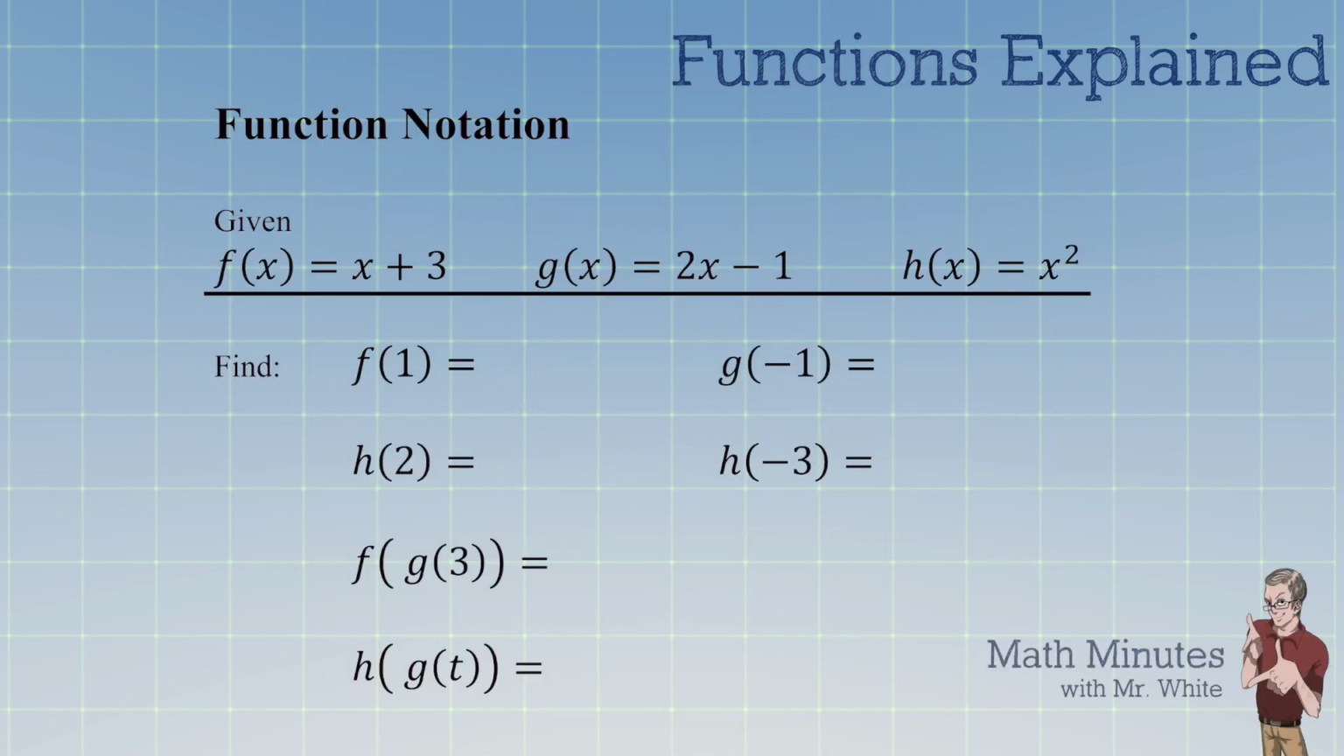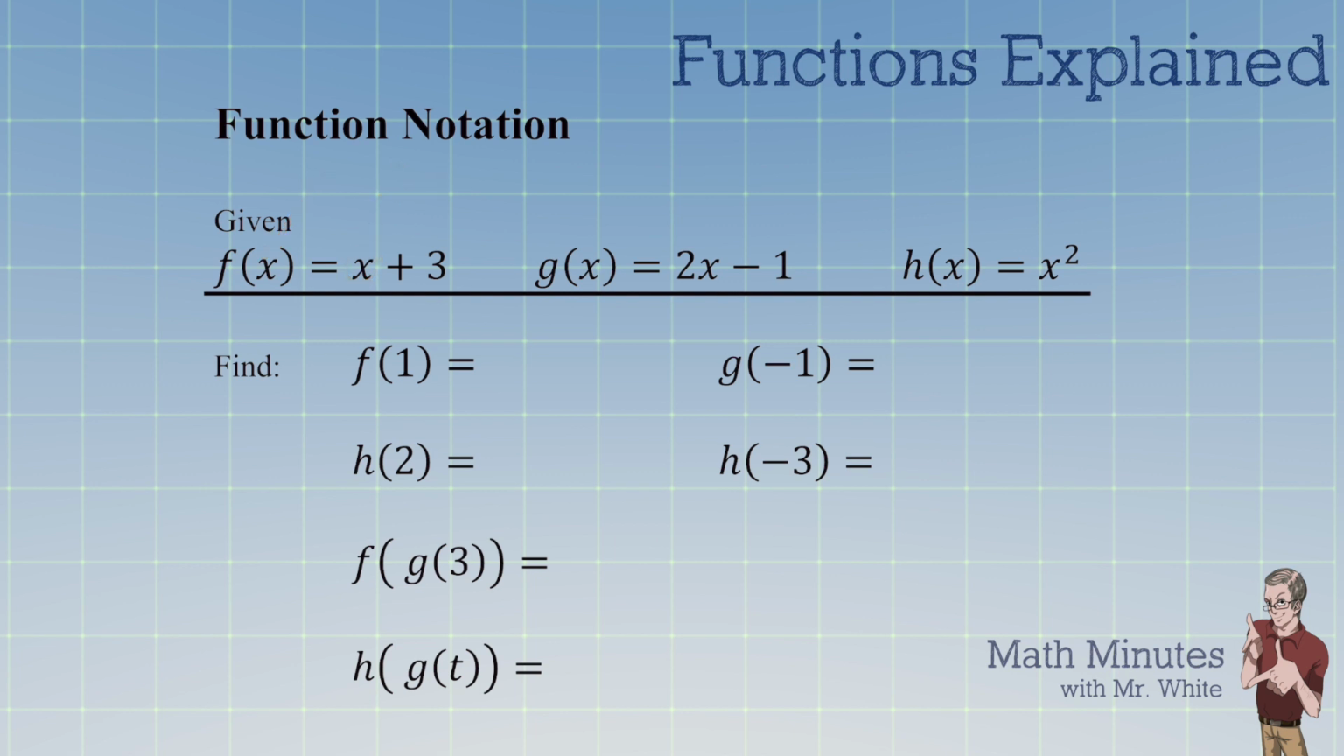We have function notation. So this is pronounced f of x. F of x. That means a function f composed or made up of the independent variable x. So this is where we put our inputs in. Okay, so the x tells you where we put things in.